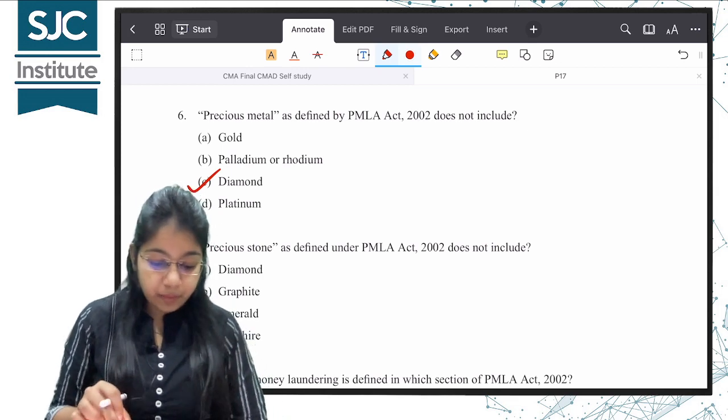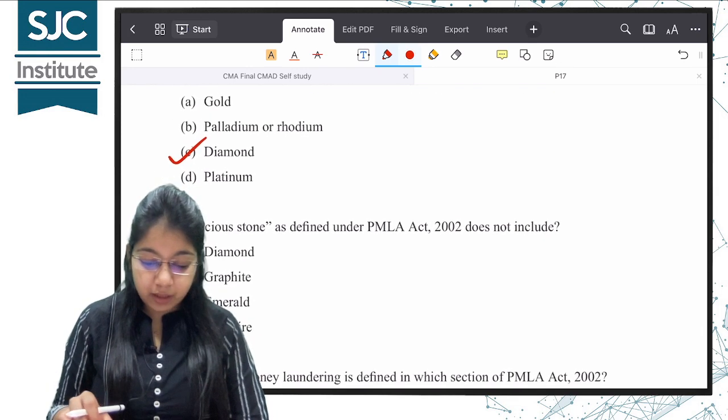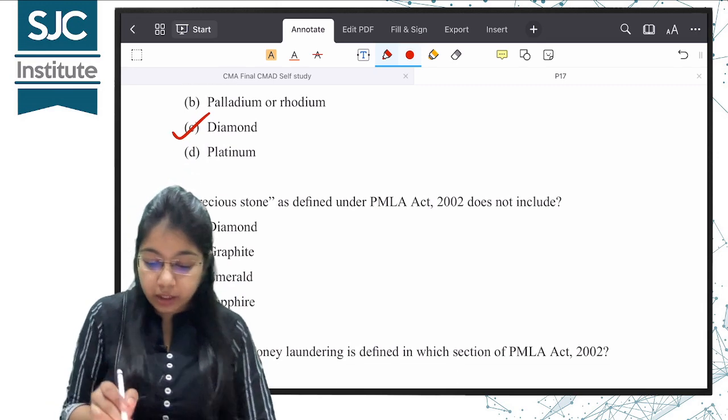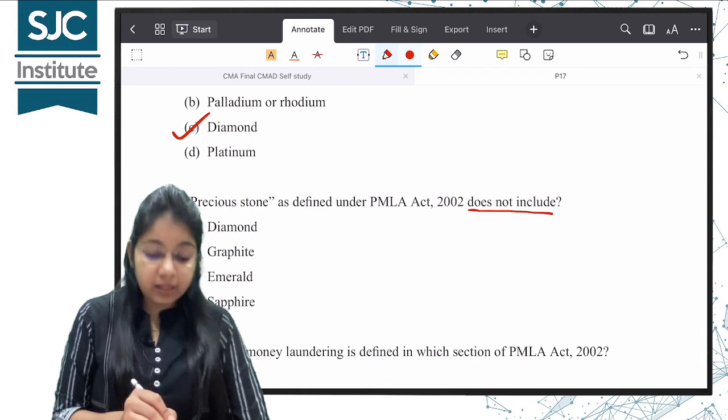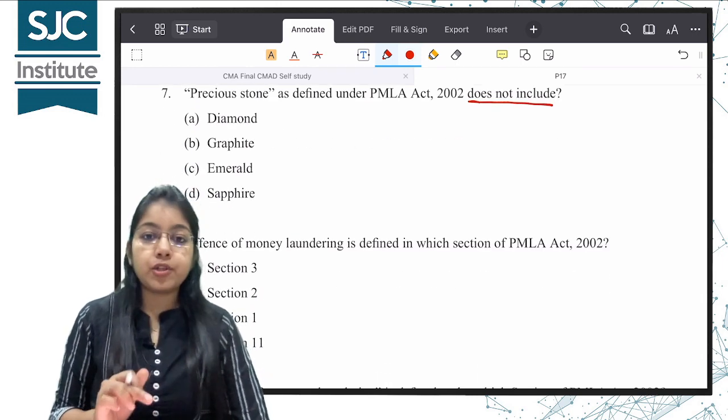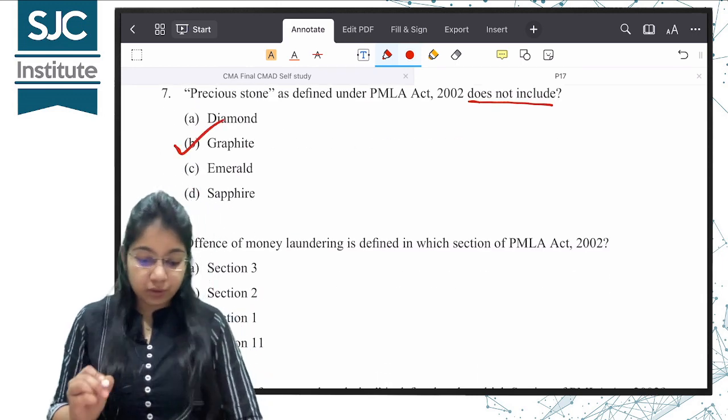Okay, the next question is on precious stone only. Precious stone as defined under PMLA Act 2002 does not include. Diamond is a precious stone. Emerald is a precious stone. Sapphire is also a precious stone. Graphite is not a precious stone.